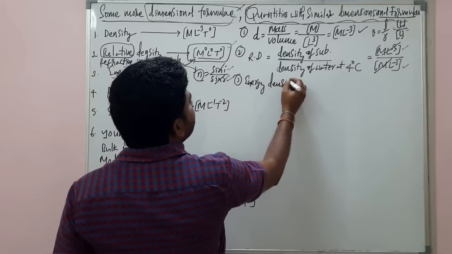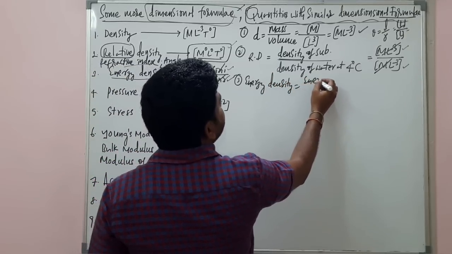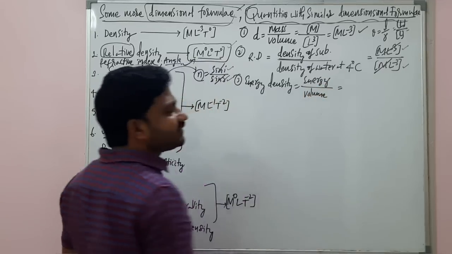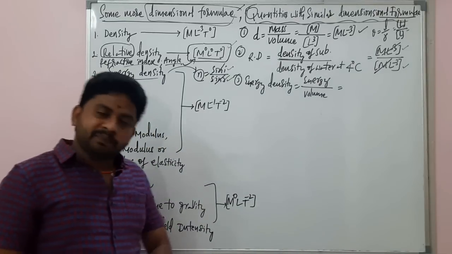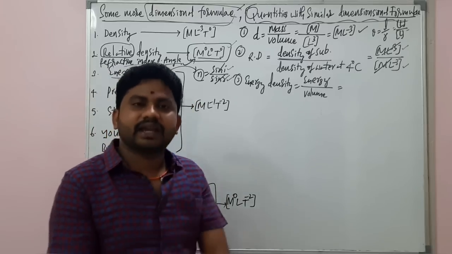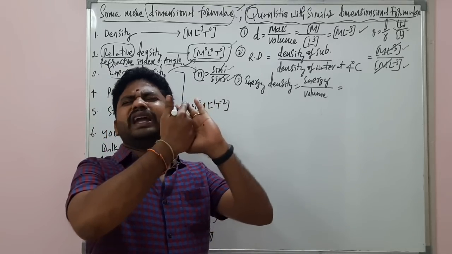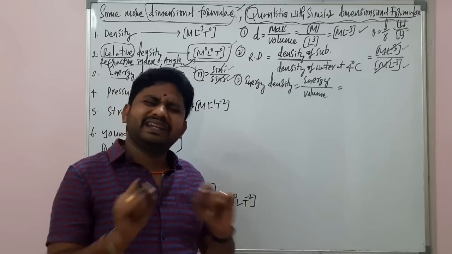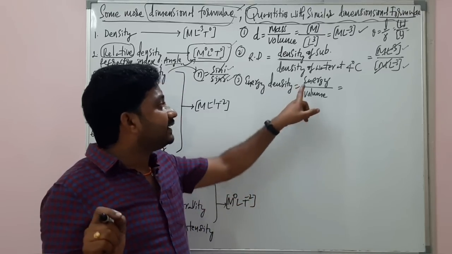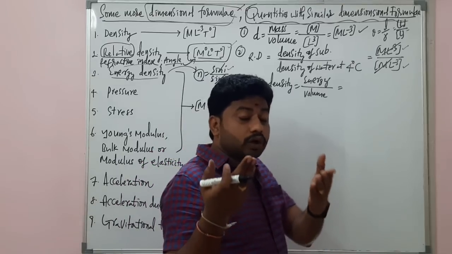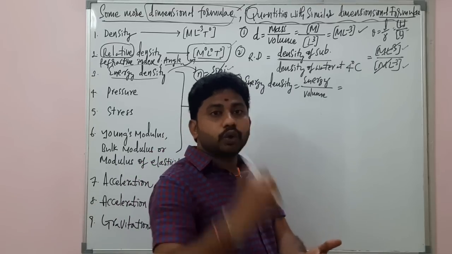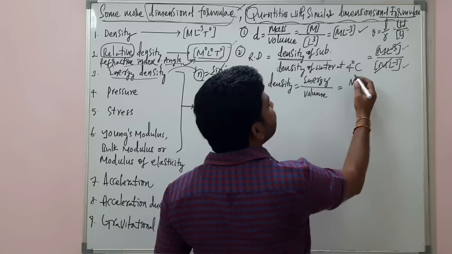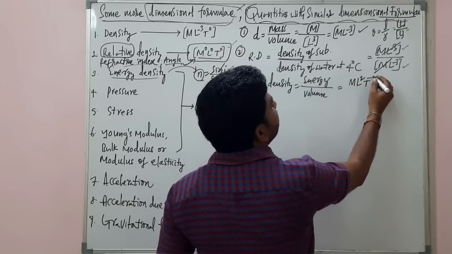Energy density is equal to energy per unit volume. What is it? Energy per unit volume. And what is the dimensional formula of energy? That may be the potential energy or kinetic energy or mechanical energy, any type of energy you take in nature, it will have the same dimensional formula. Last class you did the energy dimensional formula on your own. I am writing here, energy dimensional formula is M L square T minus 2.